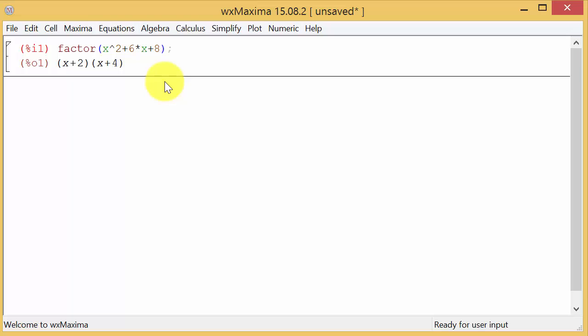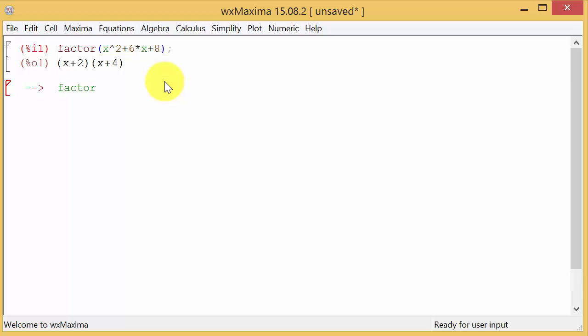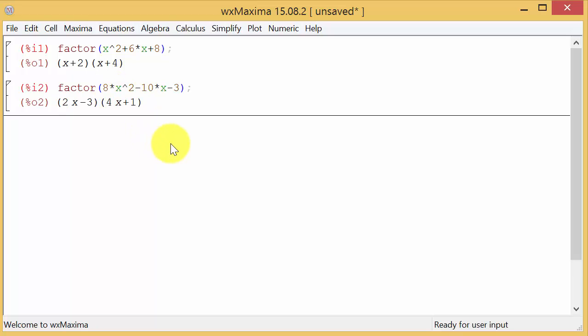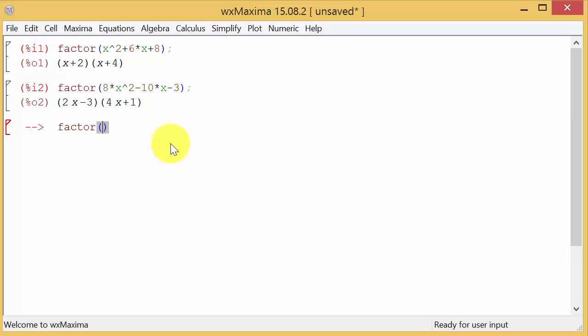Okay, well, let's look at the next one. We want to factor, and then we have 8 times x squared minus 10 times x minus 3. And even on the 8x squared, you have to put the times in there. Hit enter, and it factors it out. Okay, so let's look at the next one.